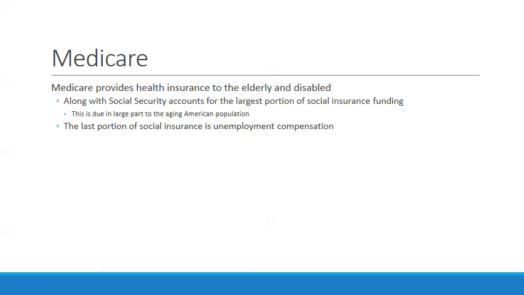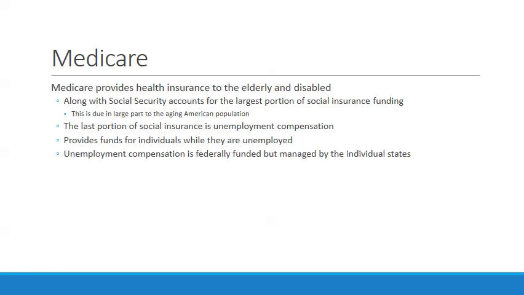Now, the last portion of social insurance is unemployment compensation. Like I said, this is meant to be temporary. It provides funds for individuals while they are unemployed. Unemployment compensation is federally funded, but it's managed by individual states. So the government gives each state X amount of dollars, and then the states do with that money how they see fit. How they dole it out is based on their own rules, and each state is different.